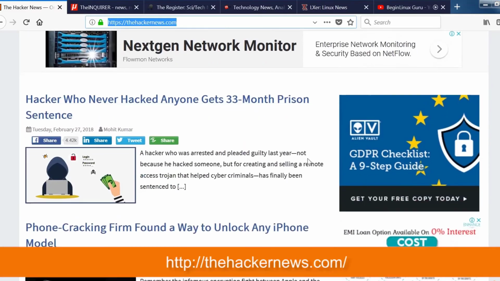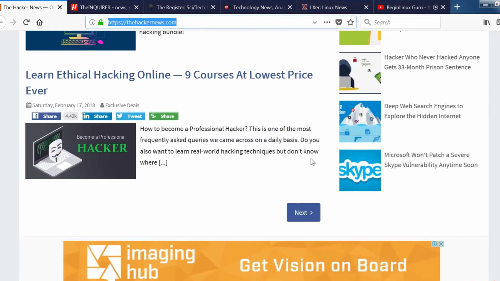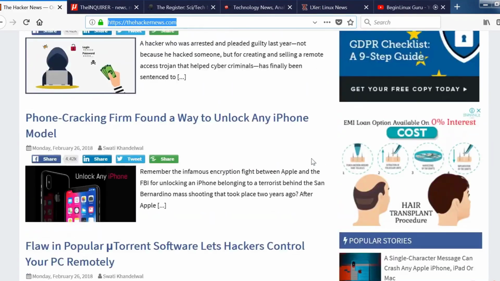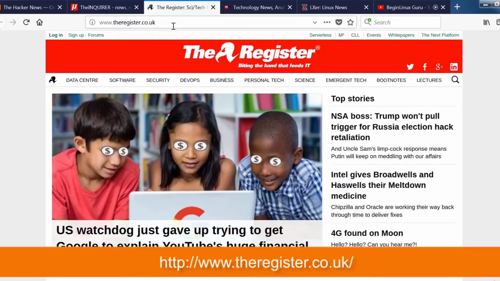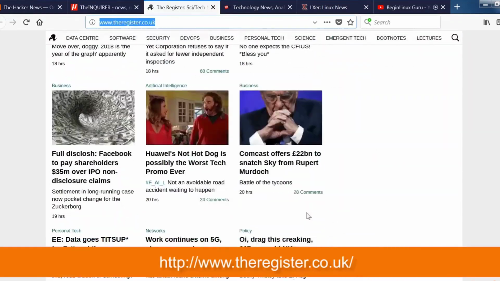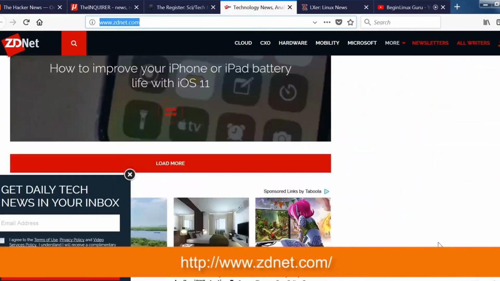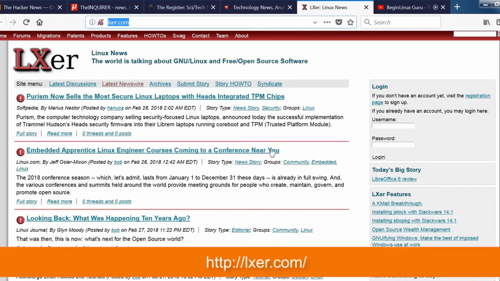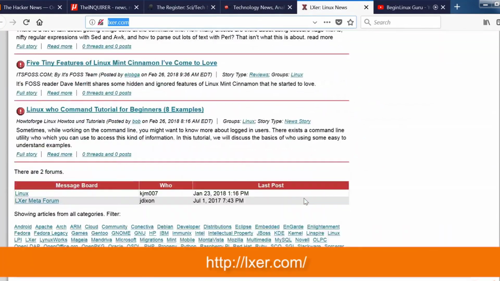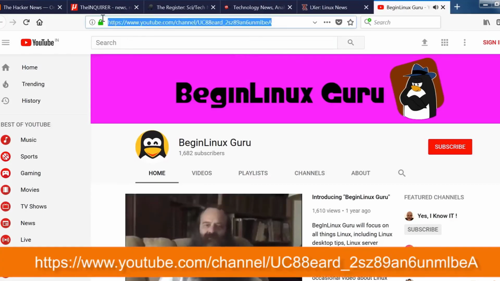Let's look at the Hacker News site. It is a security news site. Also, there are some general tech news sites. First is The Inquirer. Then we have The Register and ZDNet. You can check out some general Linux learning resources as well. For example, the Linux news site LXR and Begin Linux Guru on YouTube.